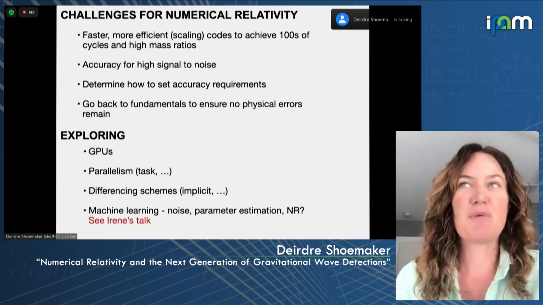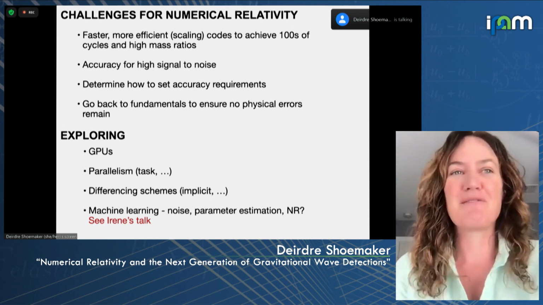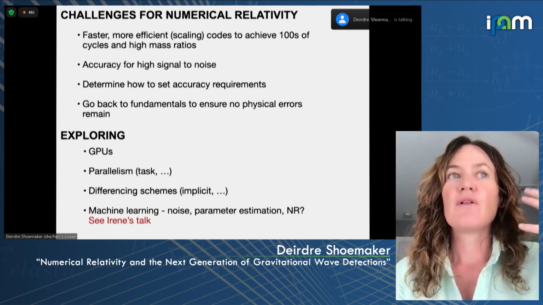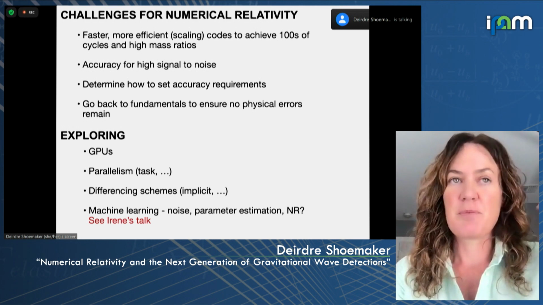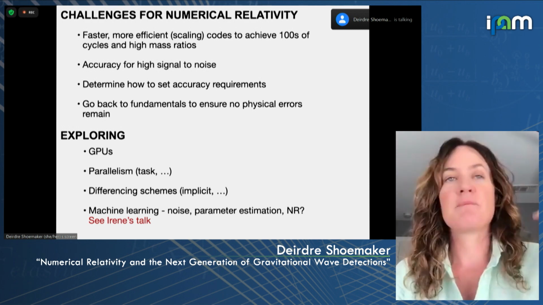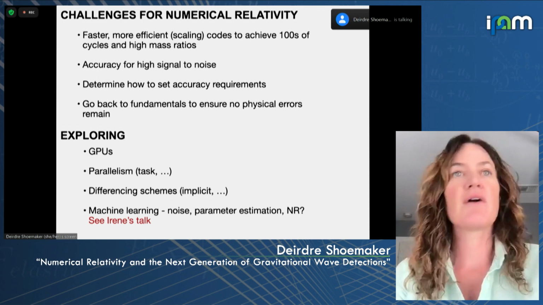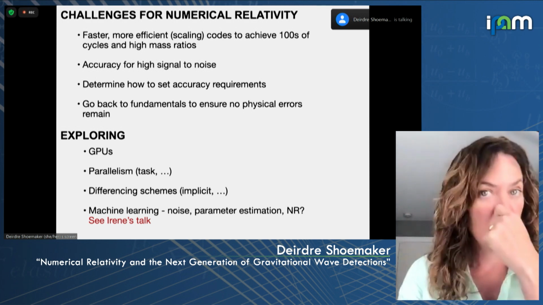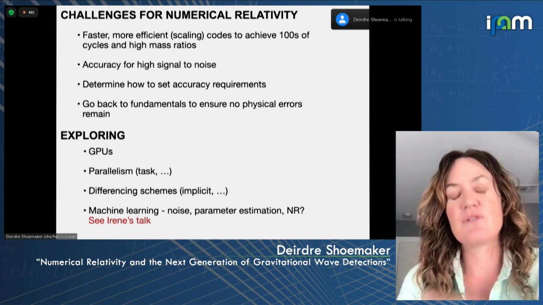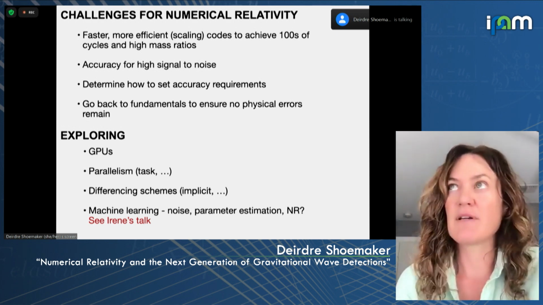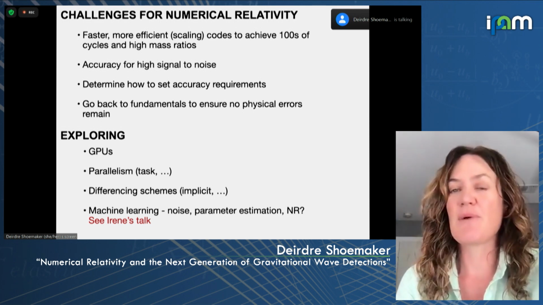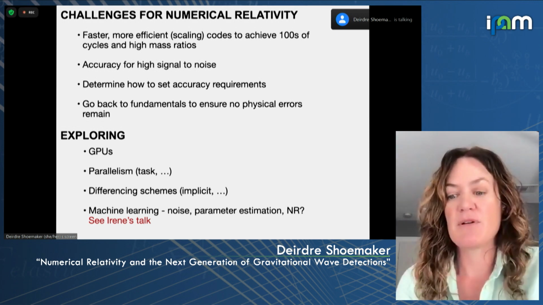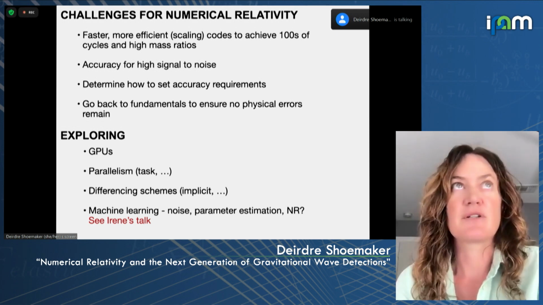I have this exploring thing there because I wanted to give a shout out that Irene's going to talk about machine learning later. More and more people are looking for alternate ways to solve things, exploring different types of parallelism. SpECTRE was looking at tasks, I don't know if they still are. Differencing schemes, can we be implicit, etc. So many ways we can go. Machine learning to do all sorts of things. So there's a wide open future for being more innovative in computing. I think it's easier to do it now that we have a solution to Einstein's equations, so it's not a shot in the dark. But it's an incredible amount of work. So I just applaud everyone who is moving in that direction.